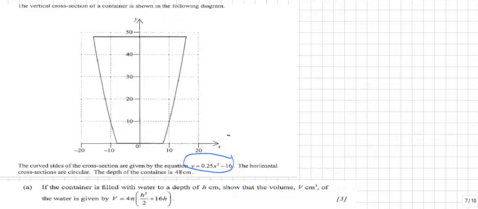The first part says if the container is filled with water to a depth of h, so we don't know what that is, we'll say it's up here somewhere, show that the volume is given by that equation. If that's a cross-section of the container, then the whole container would be that cross-section revolved around the y-axis. So this is a volume of revolution problem, and we're going to set it up thusly.